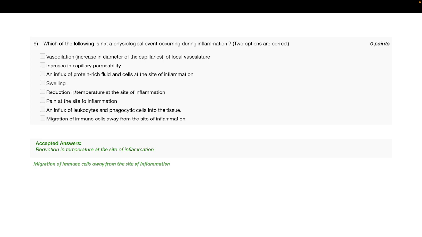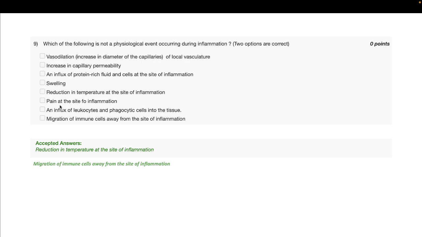The fifth option is reduction in temperature at the site of inflammation, which is wrong, because whenever there is an inflammation, the temperature at the site actually increases. This is also what happens whenever you have a viral infection. That's why we get fever.